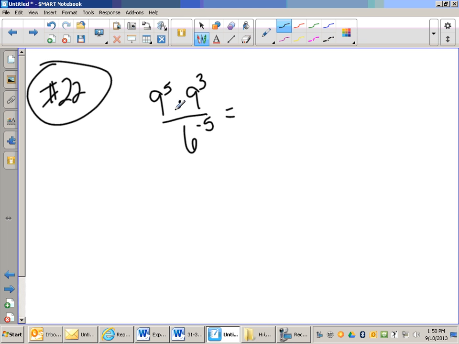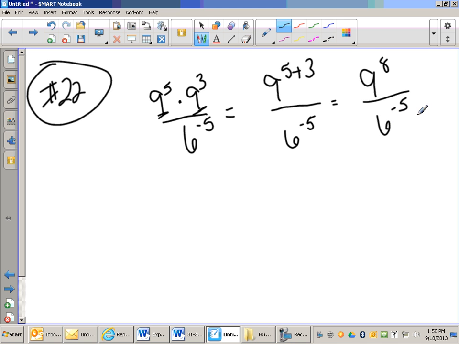So at the top I can simplify because I have the same bases being multiplied together. So I would add those exponents, and we're still over 6 to the negative 5. So I would have 9 to the 8th power over 6 to the negative 5th. And then anything with a negative exponent has got to move, so this is going to go upstairs. So then I have 9 to the 8th power times 6 to the 5th power. There's nothing left in the denominator.